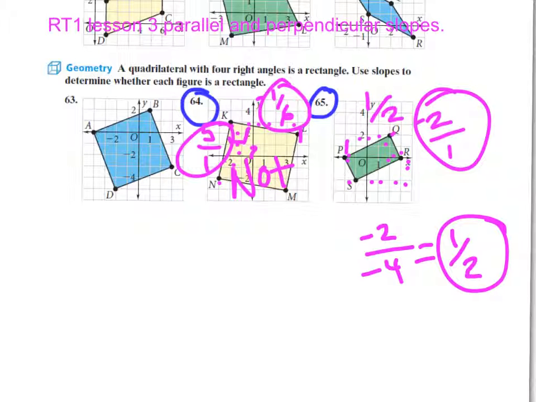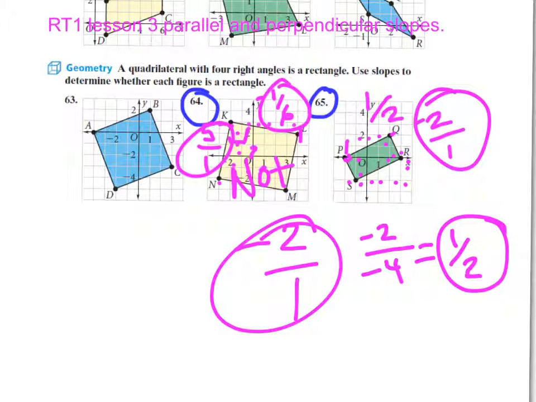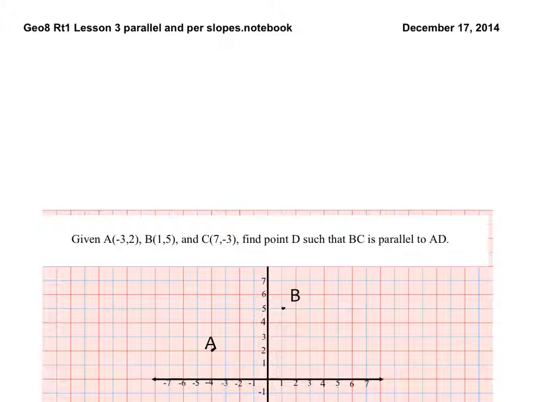To get from S to P, I go up 2 and over 1. This is a negative slope. So once again, I've got another set of perpendicular. So you know that 65 is definitely, yes, that one is a rectangle. We're going to use that system.